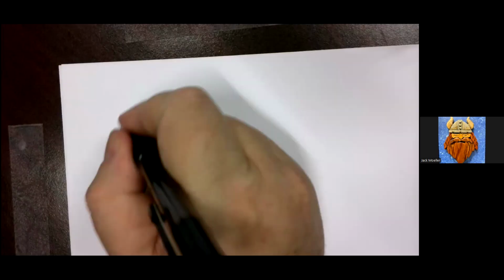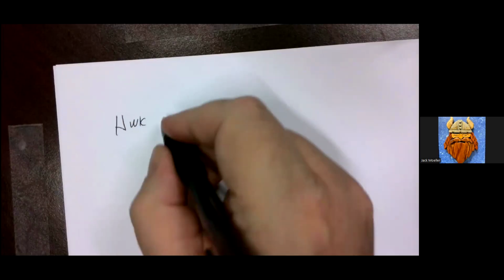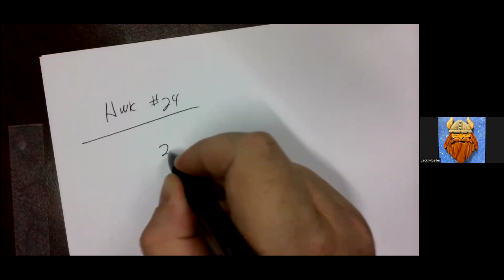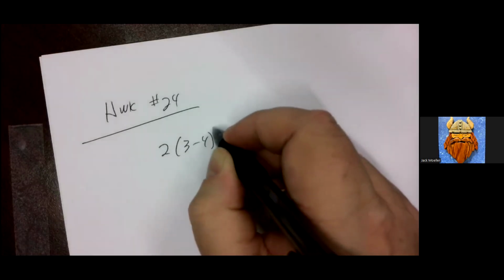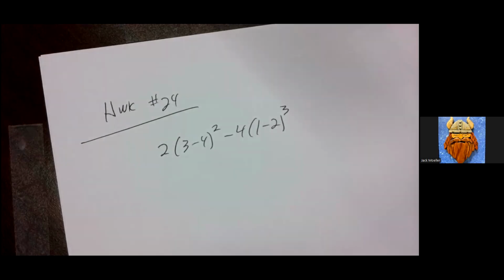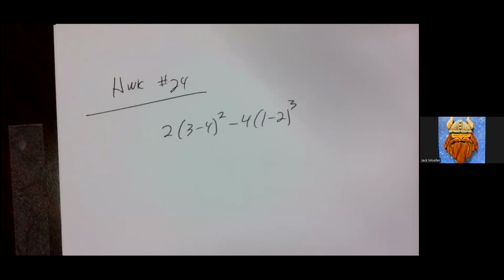All right, let's pull one from the homework, and I think we'll call this good. So in my homework set, this is from the Order of Operations homework, number 24. So your problem will be similar, have different numbers, but it's the same basic problem. So mine is 2 parentheses 3 minus 4 squared minus 4 parentheses 1 minus 2 cubed. And we're simplifying this. So where do we start? Well, those parentheses are grouping symbols, so there's something to do inside. We're going to do both of those first.